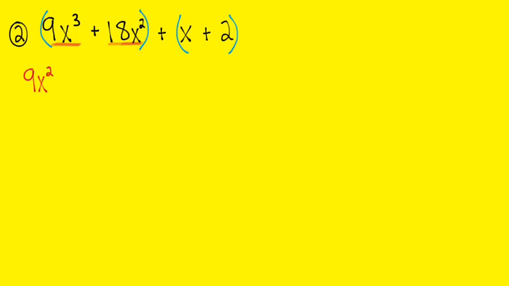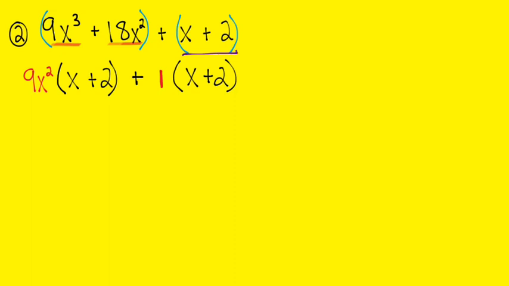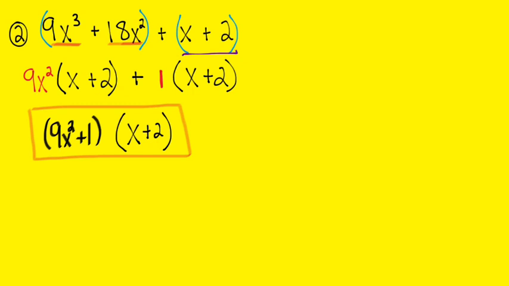Here, I have 9x squared, which leaves me with, of course, x plus 2. And that's added to 1 times x plus 2. So now I can factor out that greatest common factor of x plus 2. And it leaves me with x plus 2 times 9x squared plus 1.